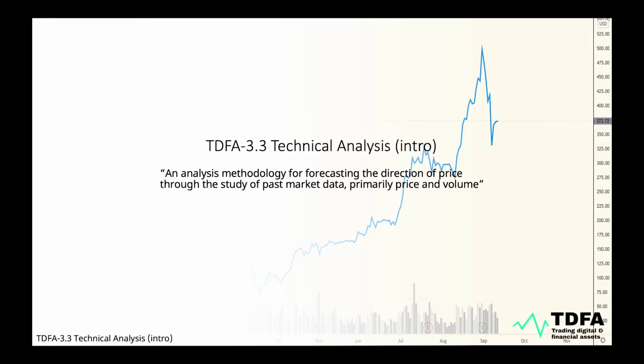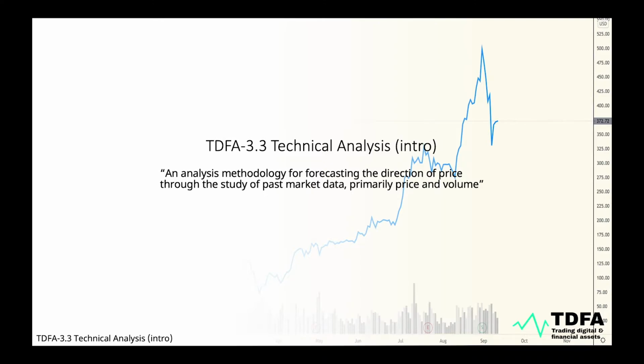Well, the general definition is an analysis methodology for forecasting the direction of prices through the study of past market data, primarily price and volume. Looking at the slide, that is two things that you actually see happening here. This is the Tesla chart, and on the right side we have price. On the bottom we have the date, and two things are indicated here. The blue line is the price line, and the bars in the bottom signify volume. We have a separate video on volume, so don't worry, everything will be step by step.